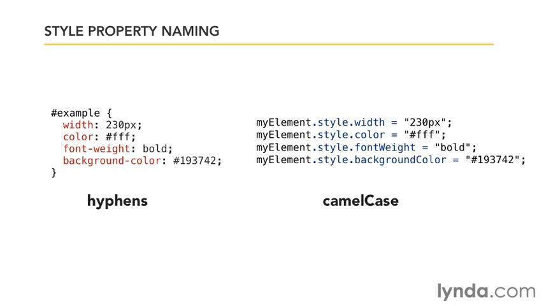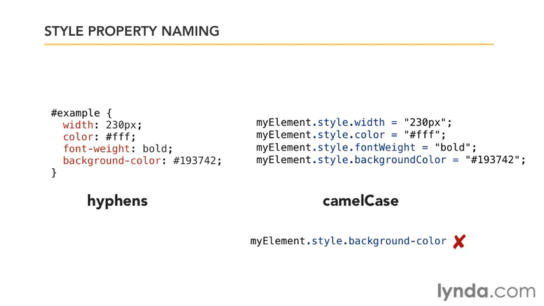Now this is not JavaScript just being different for the sake of it. Think about it. We can't put a dash in our code. That's how we subtract in JavaScript. And because there doesn't need to be white space between our operators, JavaScript here would think we're trying to perform a subtraction. myElement.style.background minus color, or font minus weight just wouldn't work. So we do camel case.